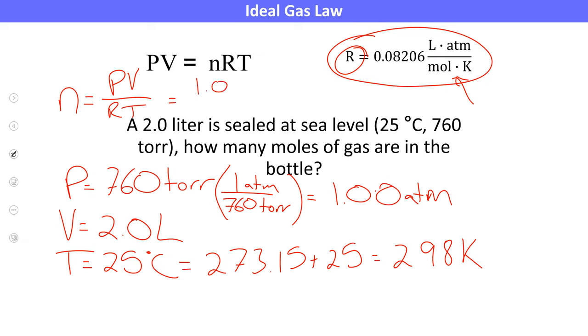So 1.00 atmospheres times 2.0 liters over 0.08206 liters times atmospheres per mole times Kelvin, times 298 Kelvin.